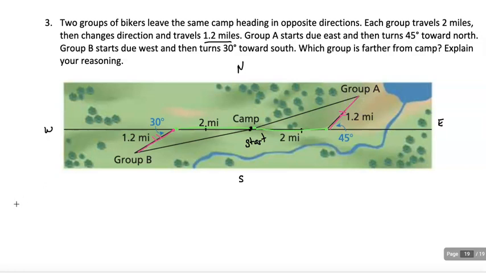Then it asks which one has a bigger side here. So I'm going to compare this side here to this side here. Who traveled further? It's quick to say, well, I see the 30 degrees and I see the 45 degrees, so 45 is bigger, so Group A is further. Quick to say that, right? Because you see the numbers here.